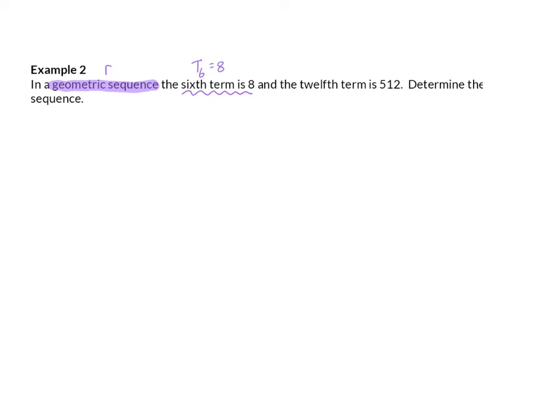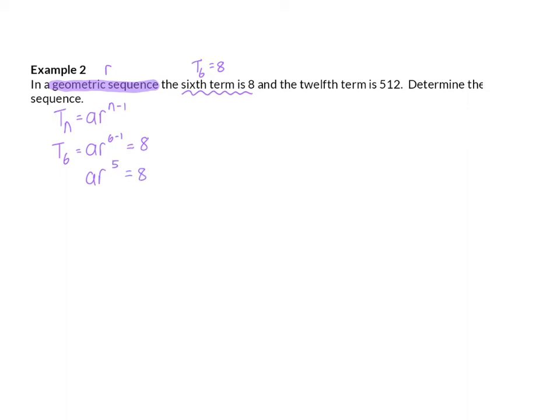Now we're going to add the correct formula to that. So we're going to work with the general formula for a geometric sequence, which is a r to the power of n minus 1. When we now substitute the information that was given, it will be T6 is a r to the power of 6 minus 1, and that value should be 8. Simplified, a r to the power of 5 is 8.